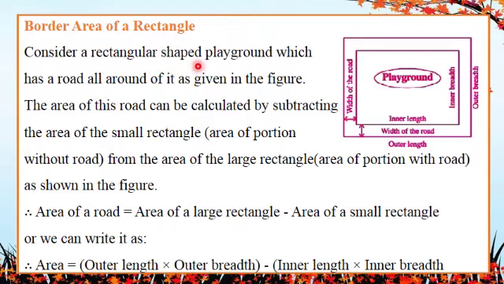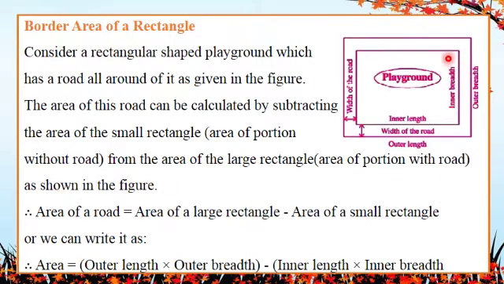Consider a rectangular shape playground which has a road all around it as shown in the figure. You are observing over here that the inside rectangle is indicating the playground and the outside rectangle is the road all around the playground. The area of this road can be calculated by subtracting the area of the small rectangle, the area of the portion without road, from the area of the large rectangle, the area of the portion with the road, as shown in the figure.